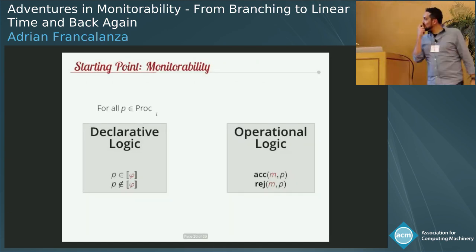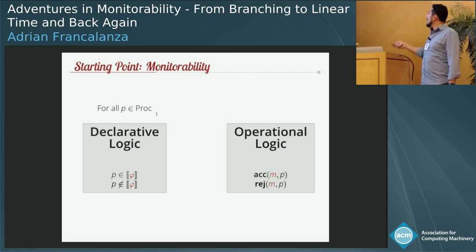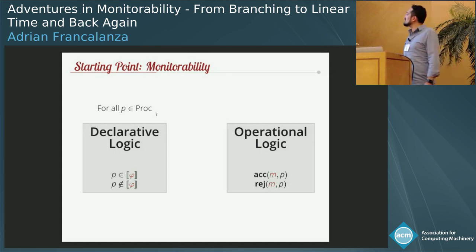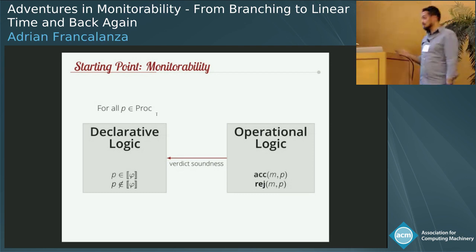And in particular, we start off by trying to describe what we understand by a monitor monitoring for a property. And there are typically two criteria. The first one is soundness, or verdict soundness, and there you say that for all systems, whenever the monitor accepts a system, then it must be the case that the system is in the property. And whenever a monitor rejects a system, then it must be the case that the system is not in the property. So that's soundness.